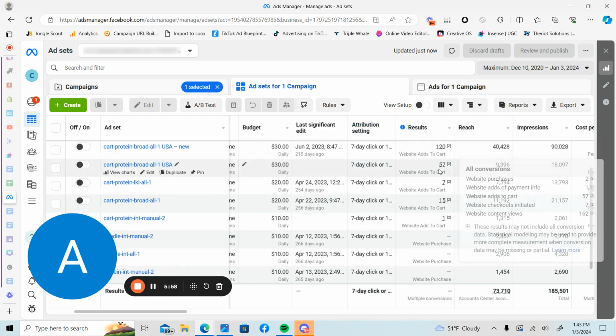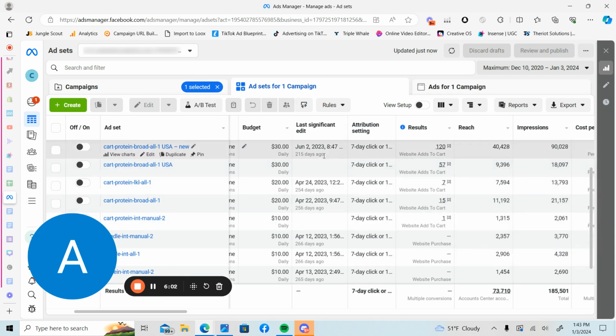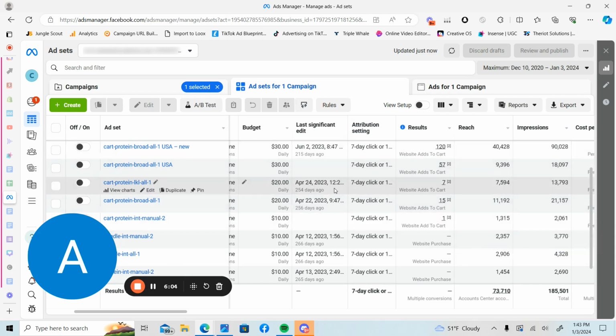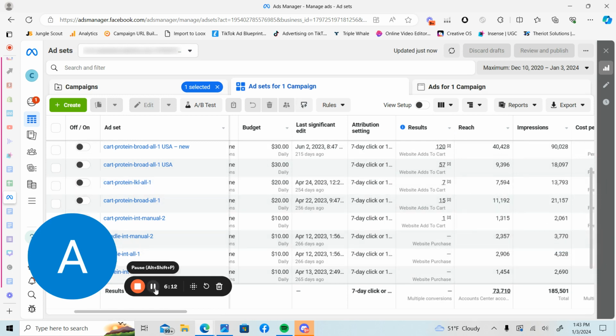Best practice, generally you want to have as few ad sets and as few campaigns as possible. And for e-commerce, you want that to be a CBO campaign, not an ABO campaign. So, a few things right there that they could have done to improve.